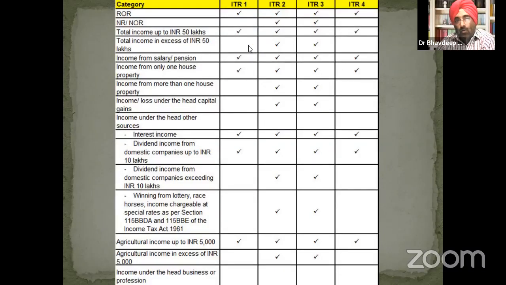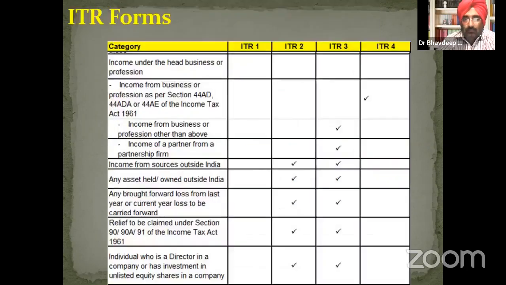Salary and pension वालों को, salary वाले जो हैं वो ITR 1 और ITR 4 दोनों फाइल कर सकते हैं. This is the best thing about this. Then more than one house, ITR 2, ITR 3. Capital gains, ITR 2, ITR 3. ITR 2 is less complex than ITR 3, but still a little more complex than ITR 1. So I hope this is a little bit clear to you.